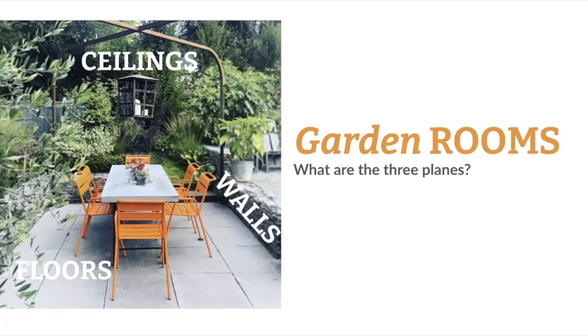Then we have ceilings. That could be tree canopies. It could be arbors. It could be string lights. So those are the general planes. And so those are just things to consider.